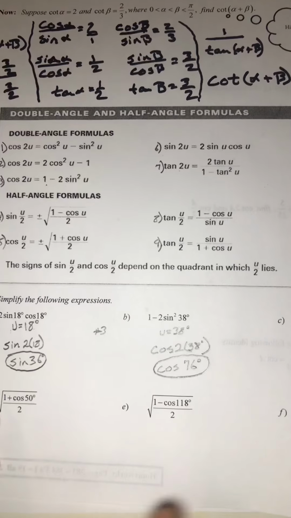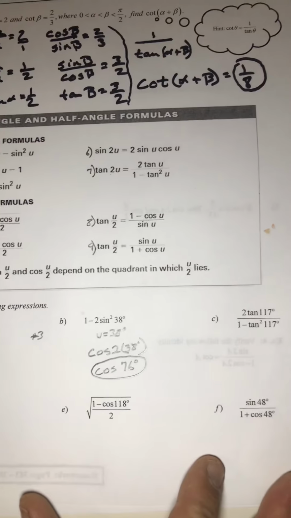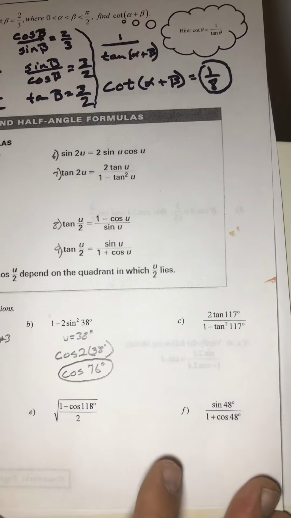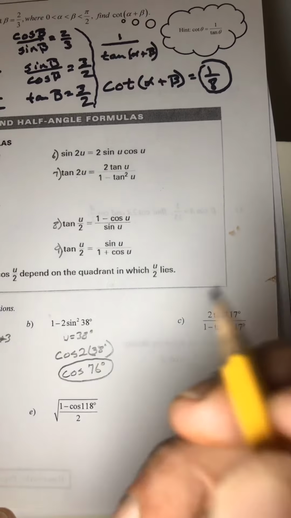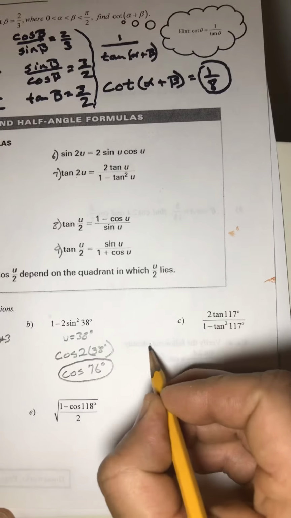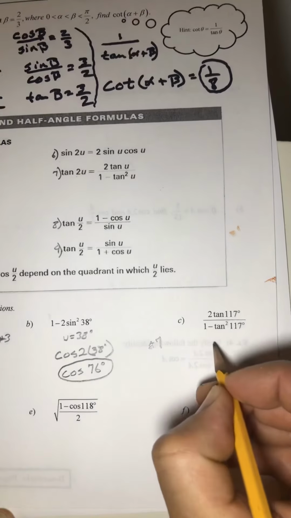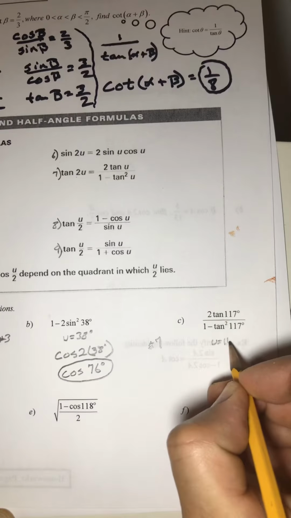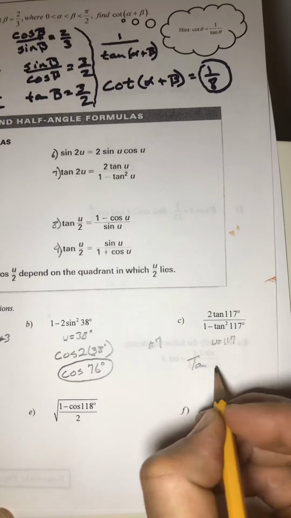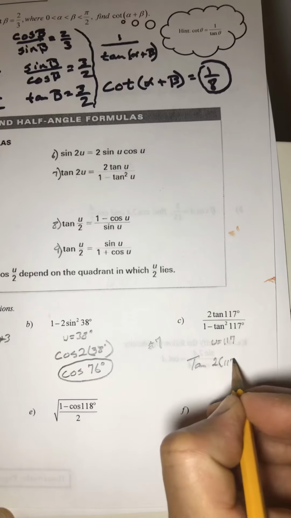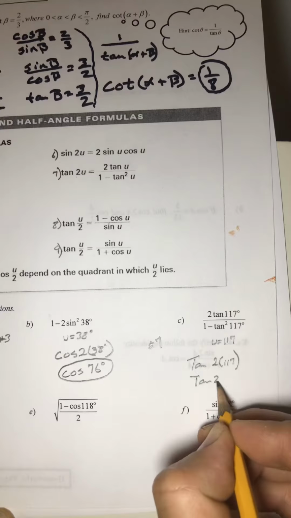Alright, so I think you're catching on to the idea. Just try and find the formula that's being used. Alright, so now we're on C, and if you take some time and look around, it looks like number 7 to me, right here, matches this, which means that u has to be 117 degrees. So we're looking for tangent of twice that angle. So they're looking for tan of 234 degrees.